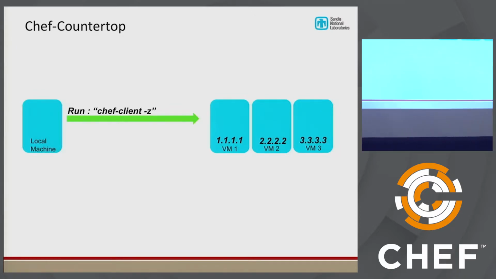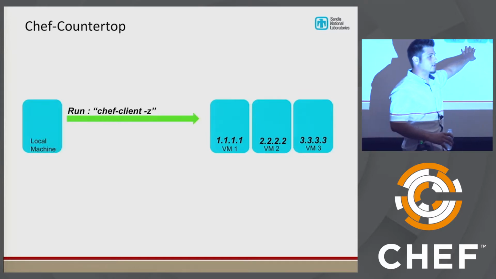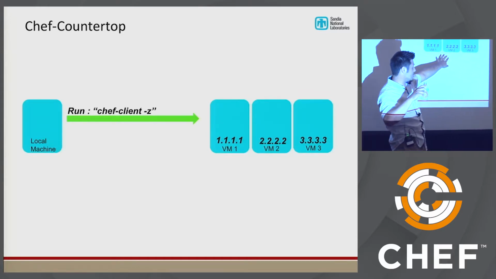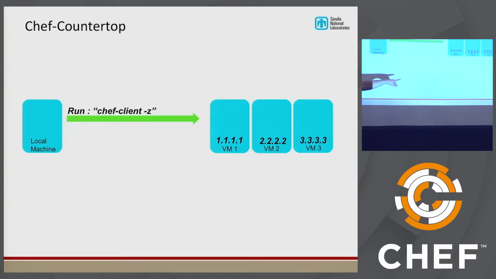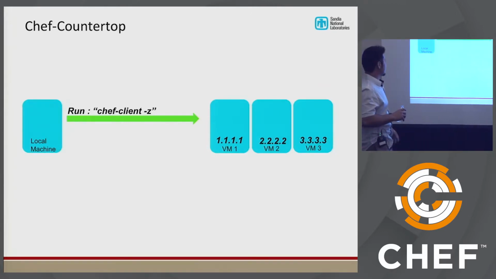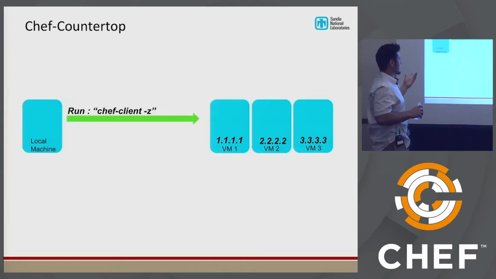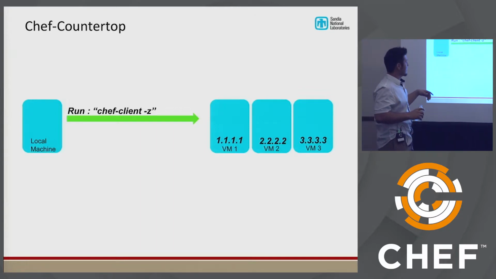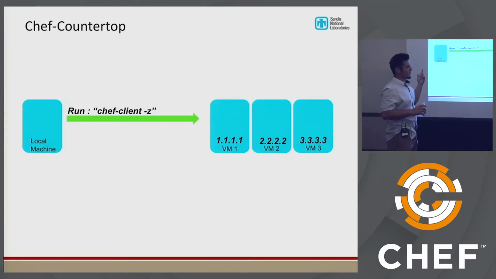Oh, that's good. So this is like your local workstation, right? These are the potential target machines that are going to become the Chef organization. And you can see those IPs are awesome, aren't they? 1, 2, 3. So basically you run a Chef Countertop on your local machine in zero mode. I think it used to be called Chef Zero, but now it's Chef Client Zero. I don't know. Things change.